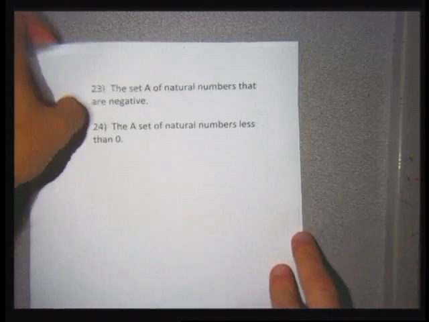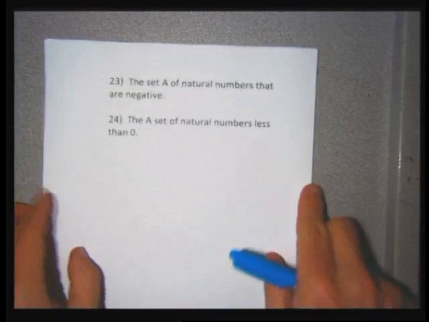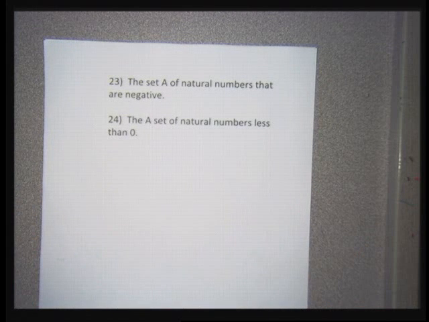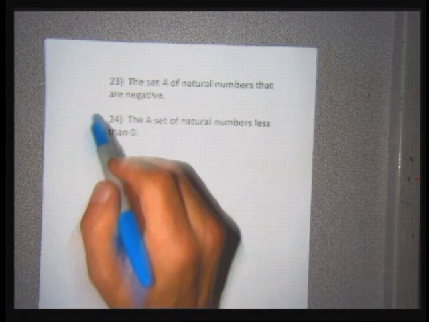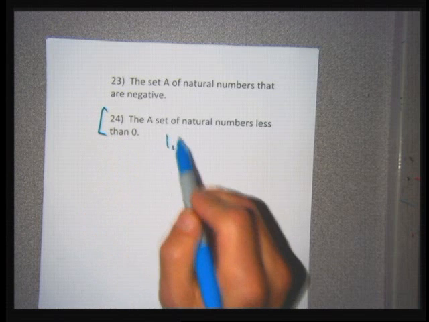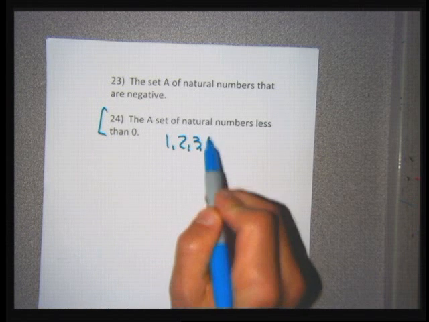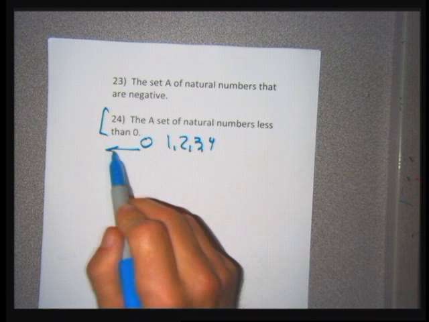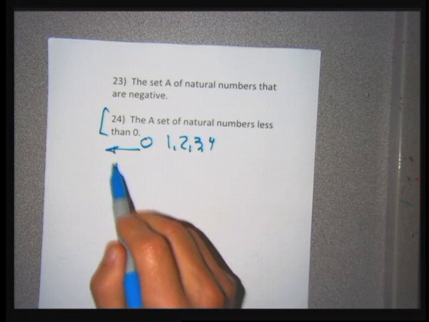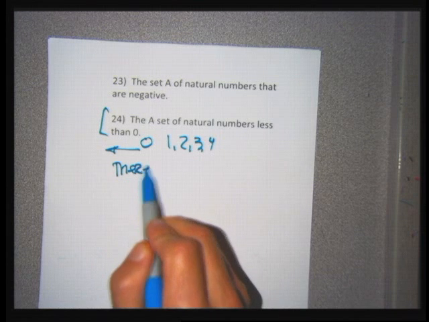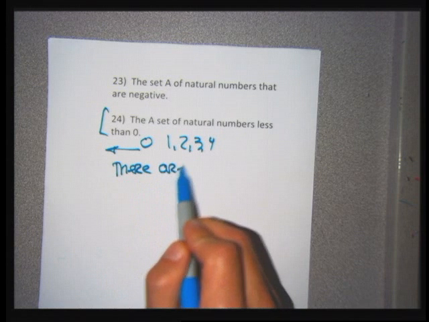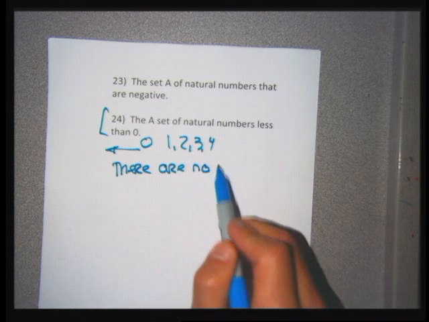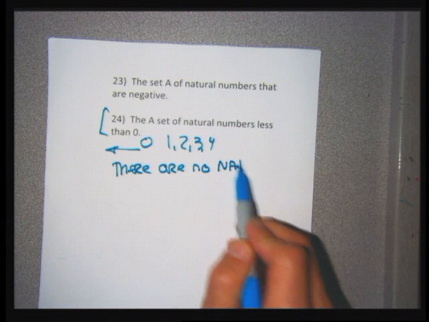Oh, 23 and 24 fit together. So 24 wants me to do the set of natural numbers less than 0. Well, here's the set of natural numbers. Here's 0. There's no natural numbers less than 0. So this is a trick question, as 23 is a trick question.